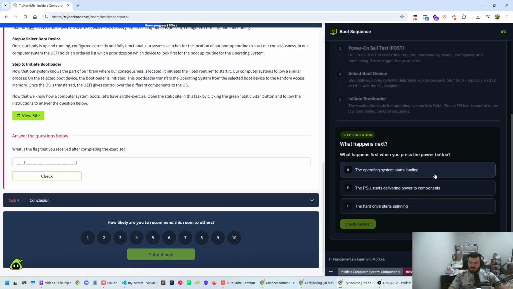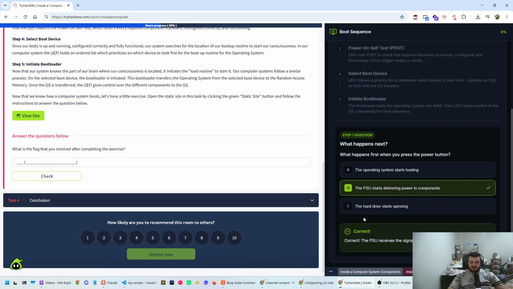The operating system starts loading. The PSU starts delivering power to the components. The hard drive starts spinning. Of course, it is the PSU. Whenever you click, you send the signal to the PSU, and the PSU lets power flow.